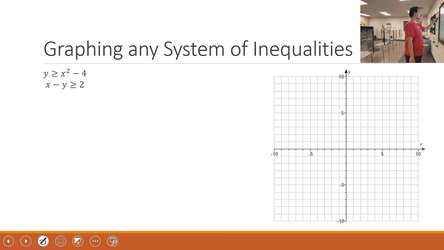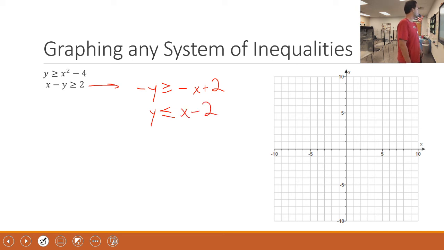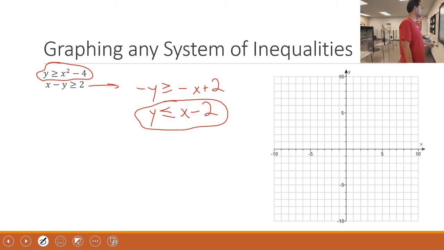So here's a parabola. Let's go ahead and rewrite the line while we're working this. So negative y greater than or equal to negative x plus 2. Divide everything by negative, so the sign's going to flip: y less than or equal to x minus 2. All right, so we've got a parabola shifted down 4, and we've got a linear function. They're both solid.